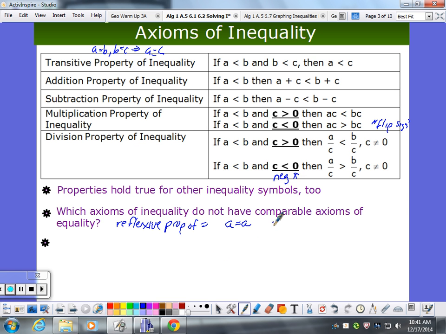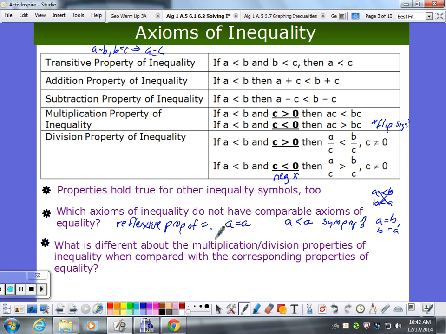Does it work for inequalities? Let's try it. A less than A, no. So it's not here. There's another one that's not here. It's called the symmetric property of equality. Remember what that thing is? Opposite. Yeah. So if A equals B, then B equals A. Is that true with inequalities? If A is less than B, is B less than A? No. So we don't have that up there. Right? So there are a couple of them that don't actually work for inequality. Okay. What else we got here?